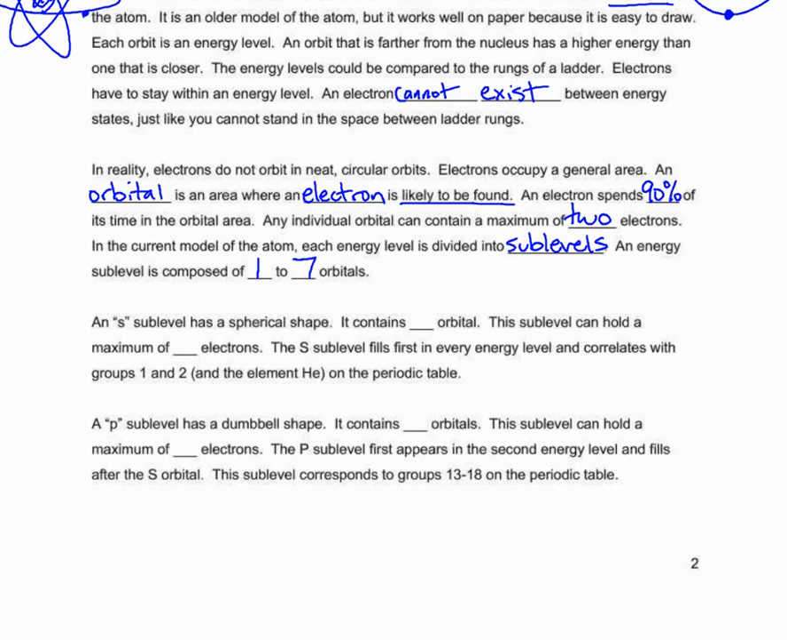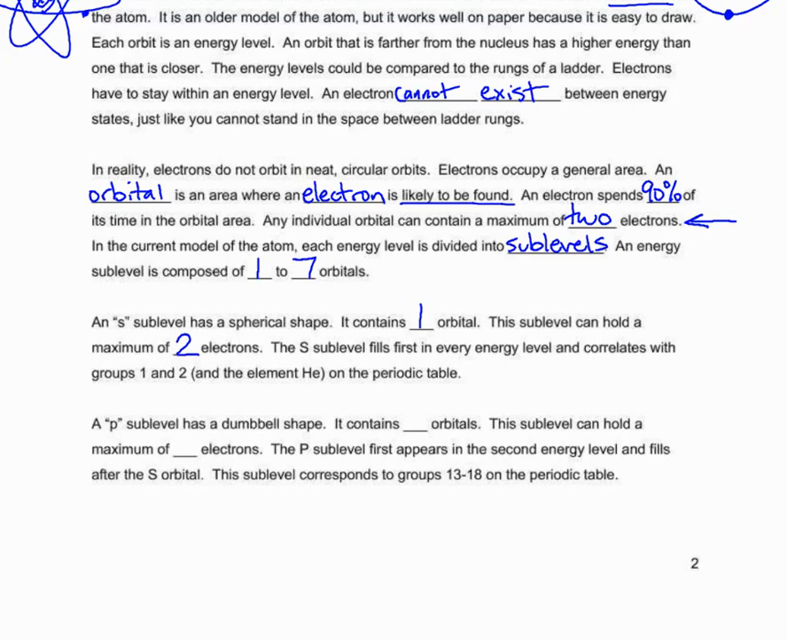There's really 4 types of sublevels. The first one is called S. They are just given letters, and they are not consecutive letters. They're not alphabetical. They're just letters. S sublevel has a spherical shape. It contains 1 orbital. Look up here. Any individual orbital can contain a maximum of 2 electrons. So this one has 1 orbital, meaning that this S sublevel can hold up to 2 electrons.